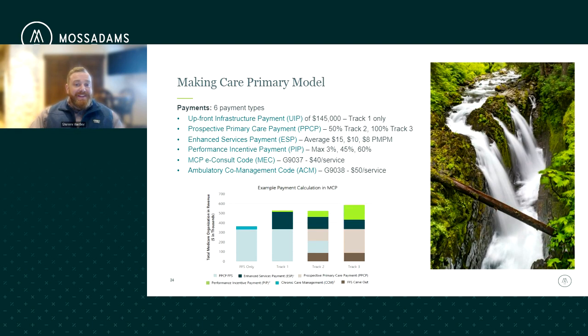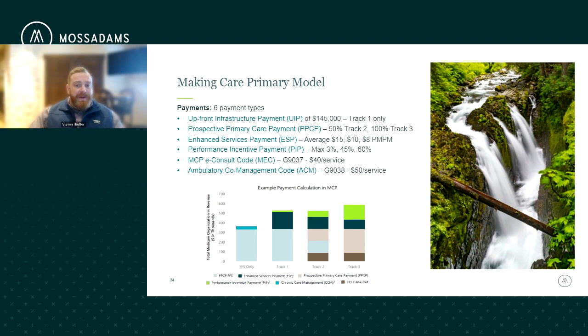The payments consist of 6 different types, which include an upfront infrastructure payment of $145,000 if you're joining in the first track and therefore new to value-based care. It also includes a shift to prospective primary care payments, which will be 50% prospective, 50% fee-for-service in track 2, and 100% prospective in track 3. Also included is an enhanced service payment seen here, which decreases as you go through the tracks from 15 down to 8 per member per month.